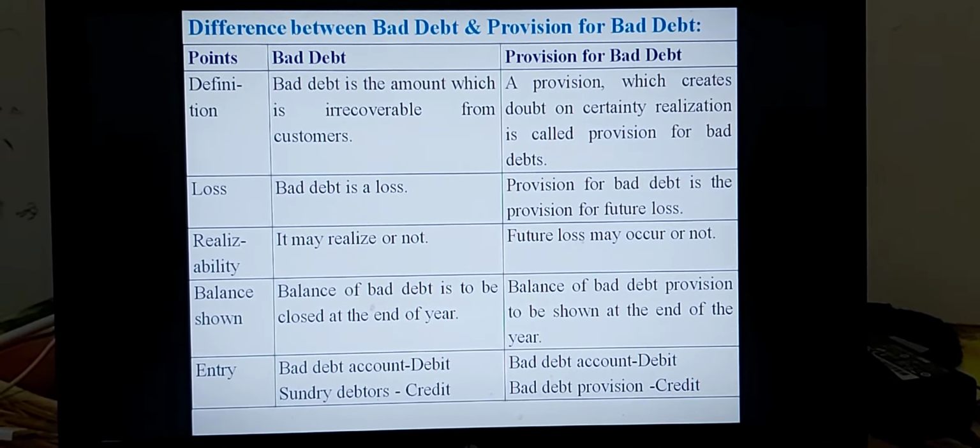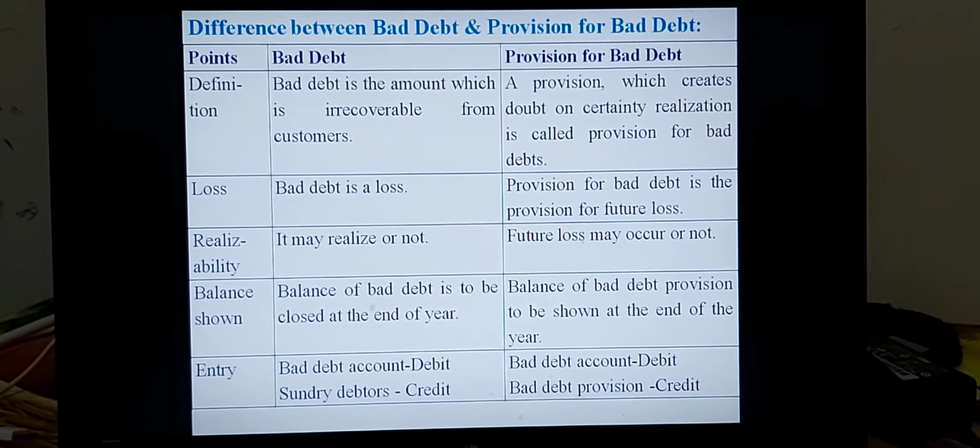Entry for bad debt. General concept, bad debt account debits and debtors credit, but in modern age, this entry is to be allowed for provision for bad debt or allowance for bad debt or reserve for bad debt or allowance for doubtful debt account debit, accounts receivable credit. Provision for bad debt entry. This entry is to be as usual, bad debt account, that is bad debt expense account debit, bad debt provision account credit, or allowance for doubtful debt account credit.